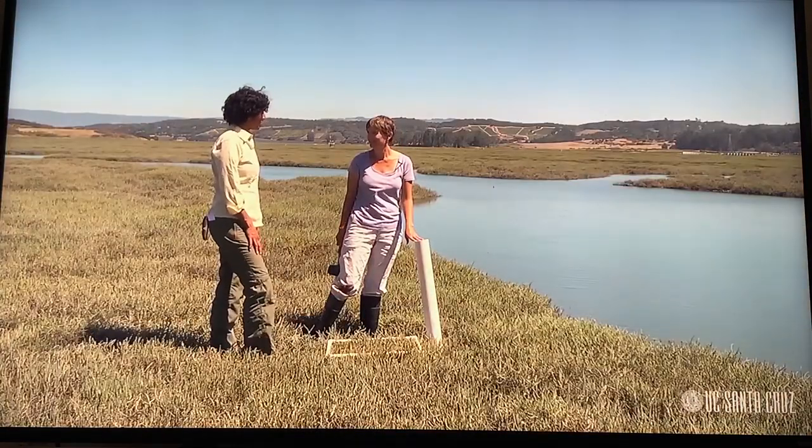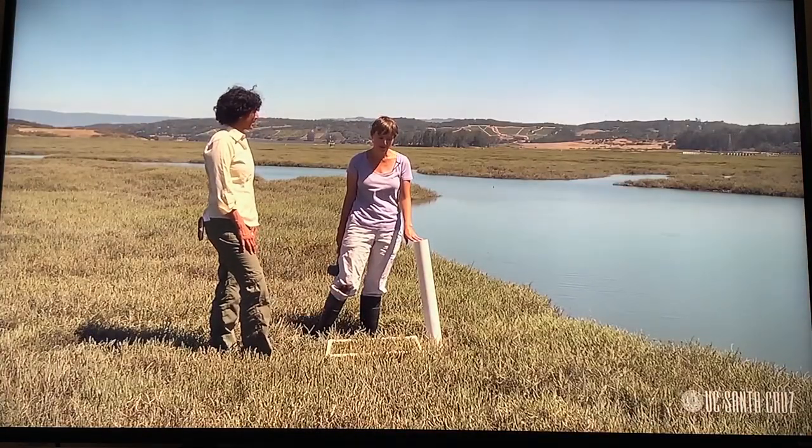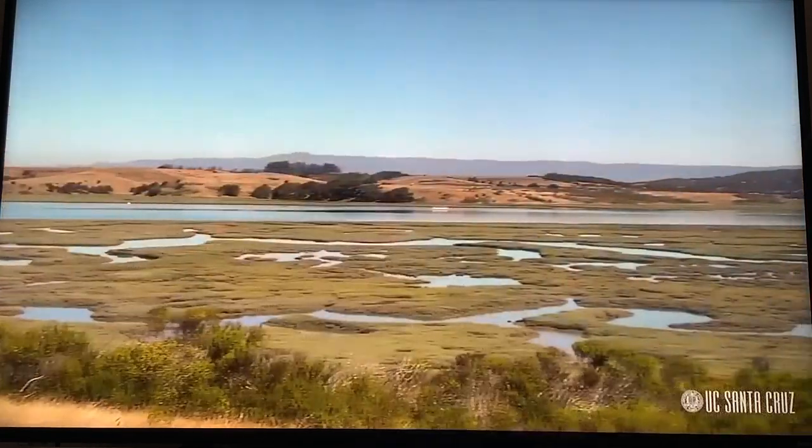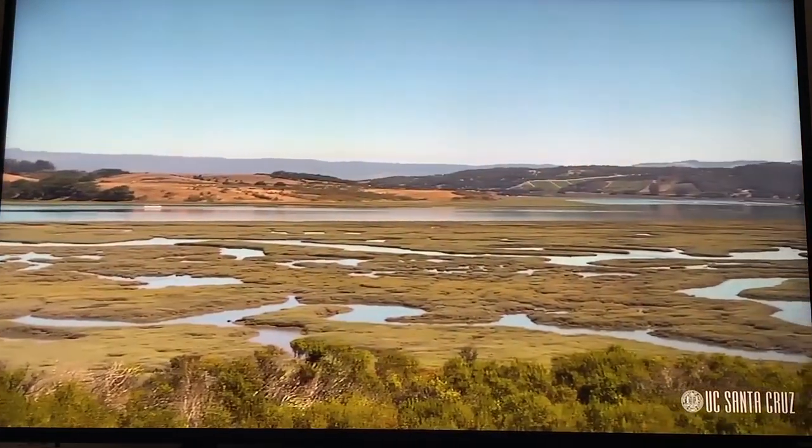Thanks so much for showing us around, Kirsten. Yeah, thank you for coming. We're very hopeful that through conservation and education and research, we can take care of these special estuarine ecosystems.